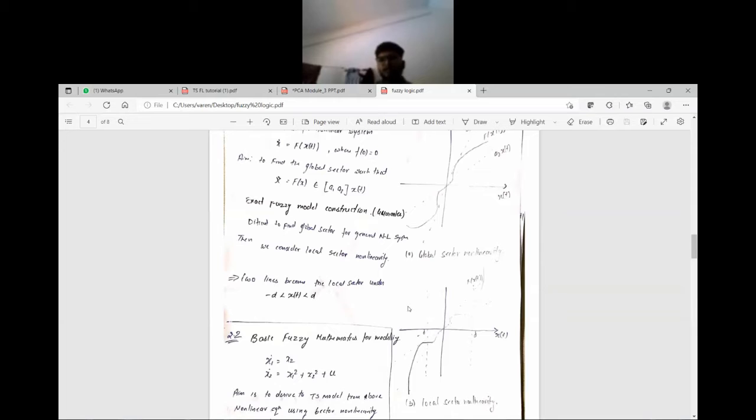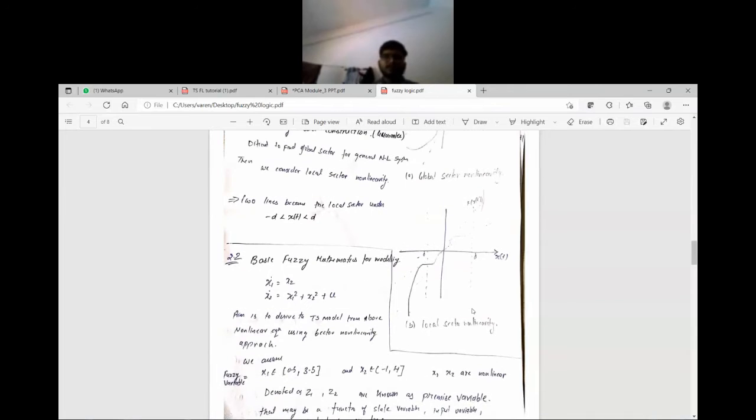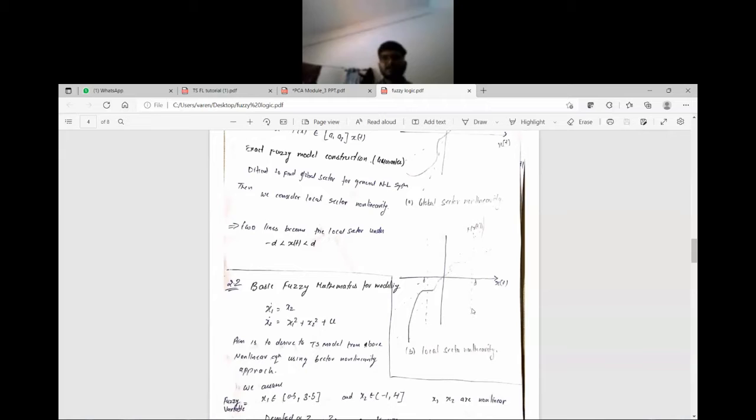In local sector nonlinearity, we have considered two lines which become the local sector under minus d to plus d, where x(t) lies between minus d and plus d, and from minus d to d, this nonlinearity exactly defines the fuzzy model construction.